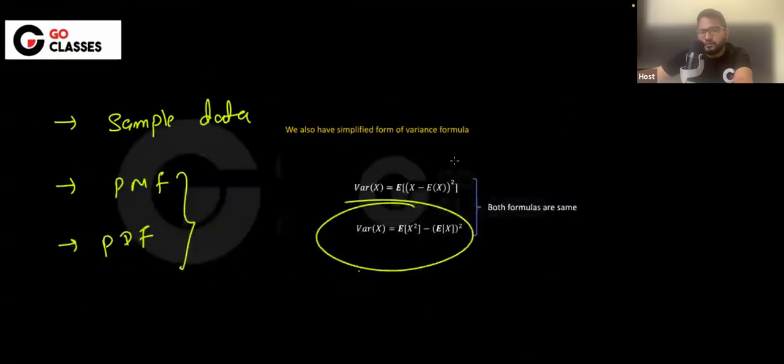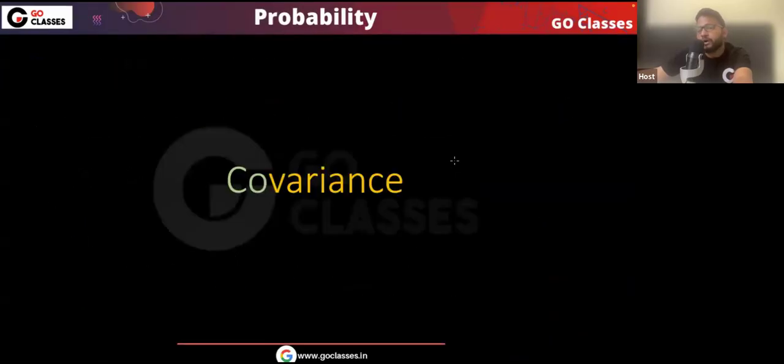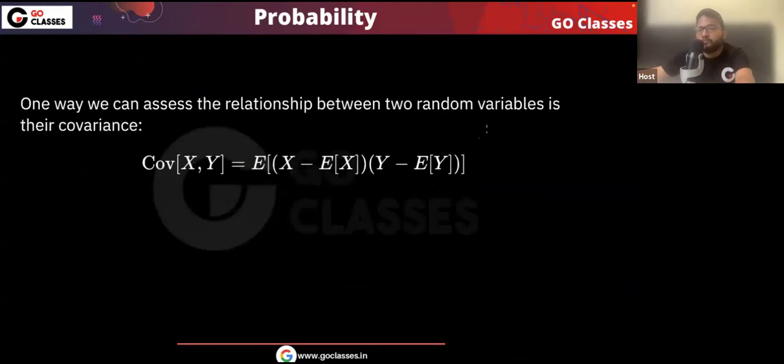So variance was good enough, but we also need one more quantity, covariance, if we want to check how two random variables, or how two features, are varying with each other when you increase or decrease one of the features. So basically, one way we can assess the relationship between two random variables is the covariance. The formula of covariance looks like this. Earlier, for the variance, there was a square here. Almost the same, but now you have a different quantity.